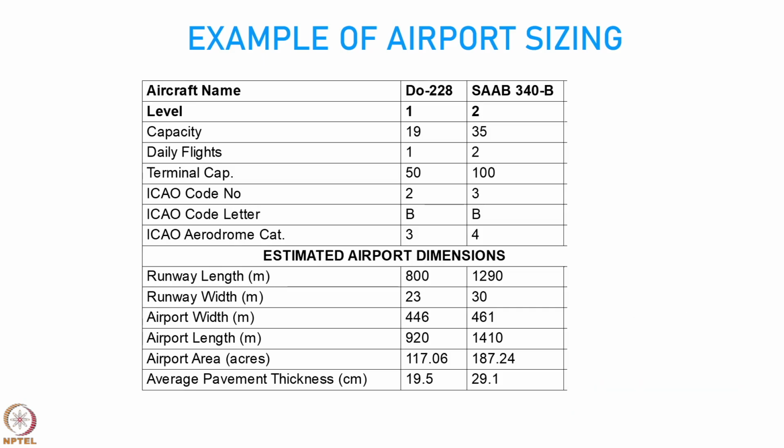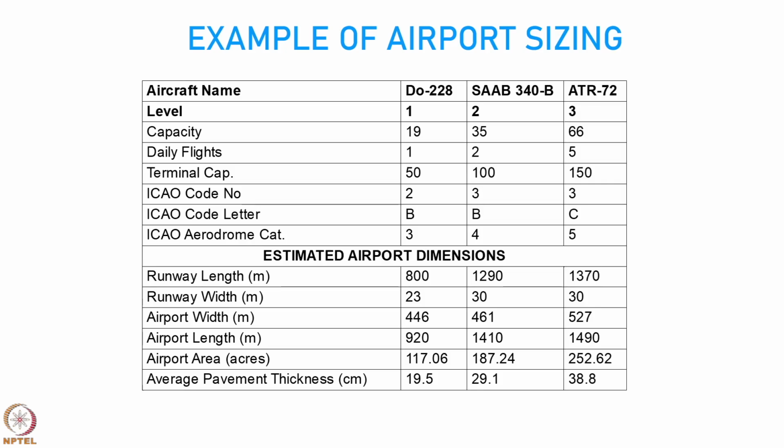Going to category 3 aerodrome for ATR 72 with 66 seats, you are now looking at 5 flights a day, and therefore you need much bigger terminal building. Now all 5 will not come at the same time, so you can manage with about 150 capacity. So the code letter, code number changes, aerodrome category changes, runway length increases but not much, and because of that the airport is still only about half a kilometer wide, slightly more, but the length is more than 1.5 kilometers. So you require about 252 acres of land, and the thickness of pavement becomes larger.